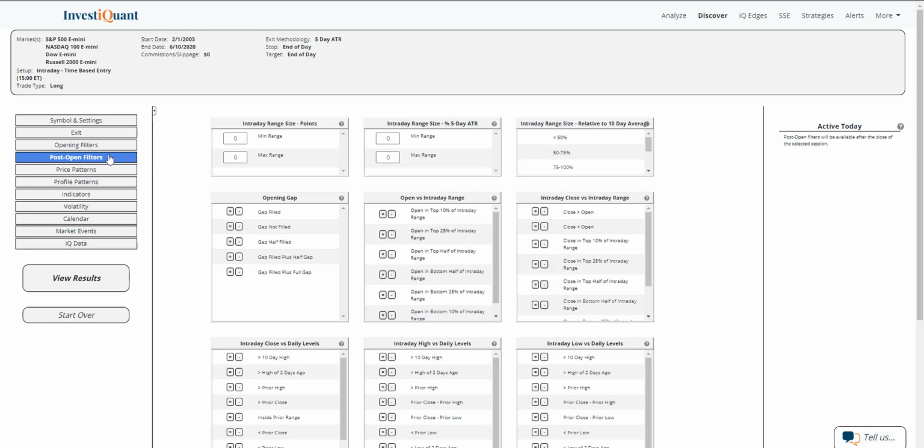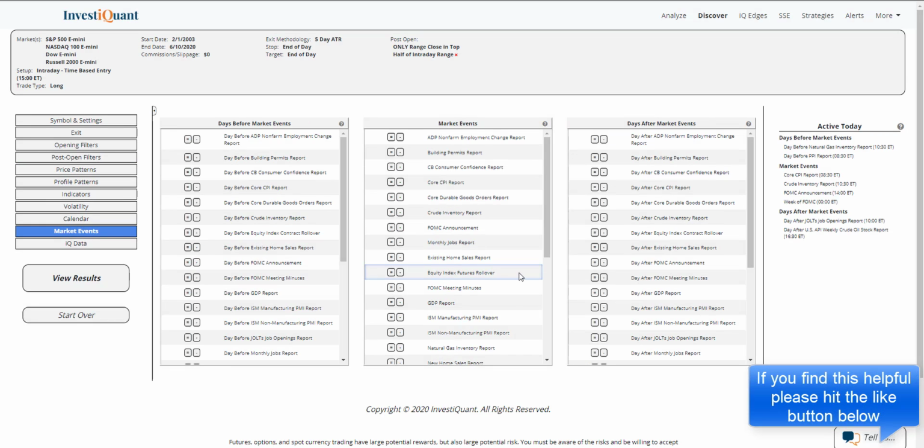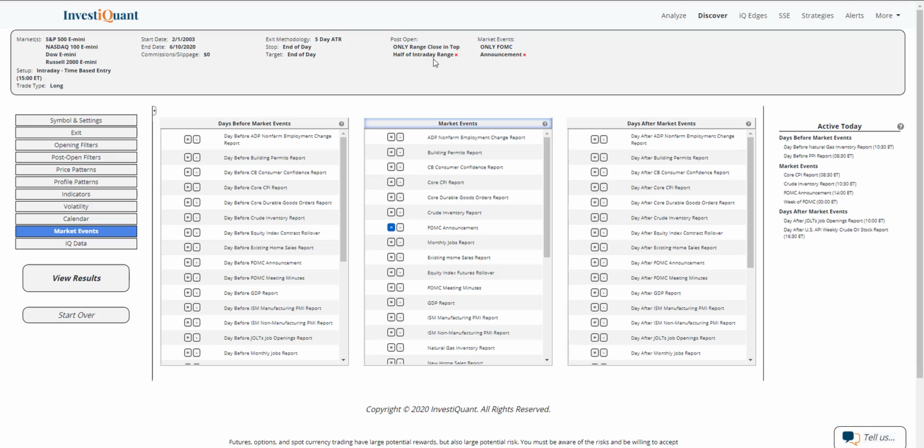So let me go into post-open filters here and define the intraday price action that is happening after that announcement. I'm going to put that we are trading in the top half of the intraday range. At the time of this recording, that's where we are at. We will look at both instances though. And then I'm going to come into market events and say today is the FOMC announcement day. So by testing this at 3 p.m. on FOMC announcement day, we're seeing the results of after the announcement has come out. What is the reaction if we are trading in the top half of the range going into the close? So let me view the results here.